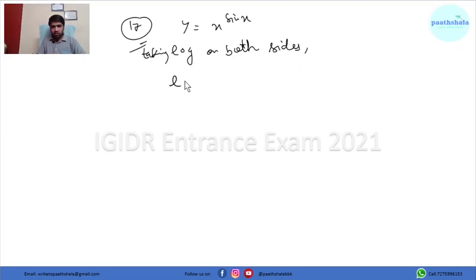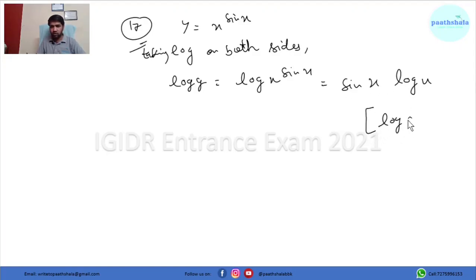So this will become log y equals sin x log x. So sin x will come ahead. Why? Because of the property of log: if we have log a to the power b, this is b log a. I'm using this property here, and this will become like that.